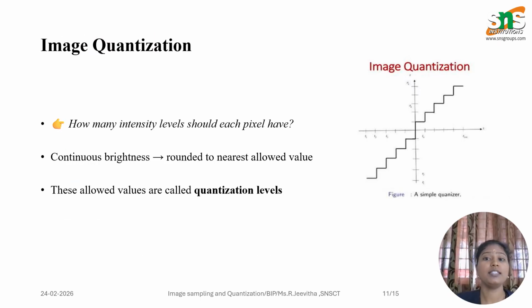Now we move to the second step called quantization. Quantization asks how many brightness levels each pixel should store. In the real world, brightness changes continuously, but computers cannot store infinite values. So brightness is rounded to the nearest available intensity level. These levels are called quantization levels.